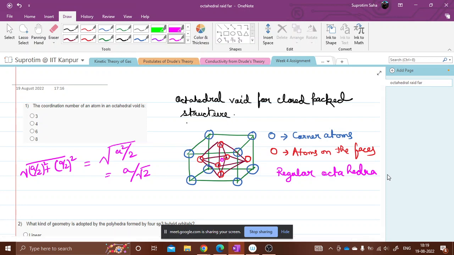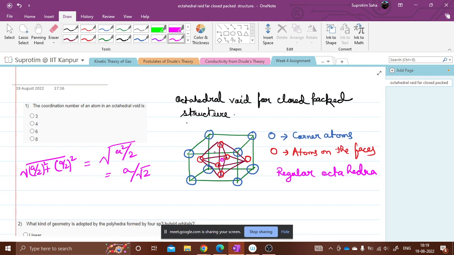So now the question being asked is: the coordination number of an atom in an octahedral void is? So this pink atom is the octahedral void, and the atom is sitting on that void. The nearest neighbors are all at the same distance. Like this pinkish atom, they are all at the same distance from these reddish atoms, right?